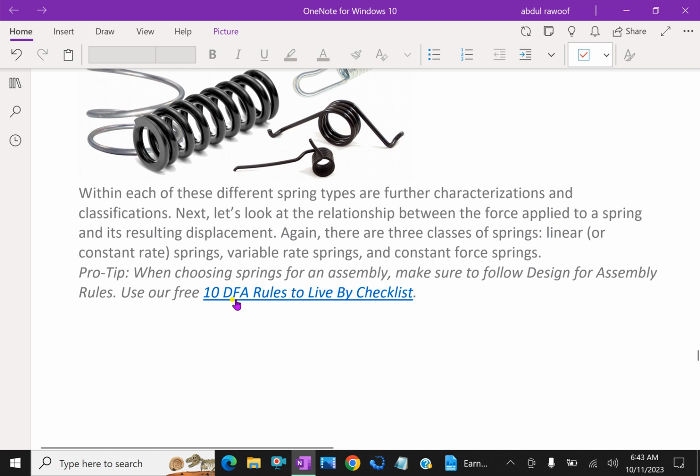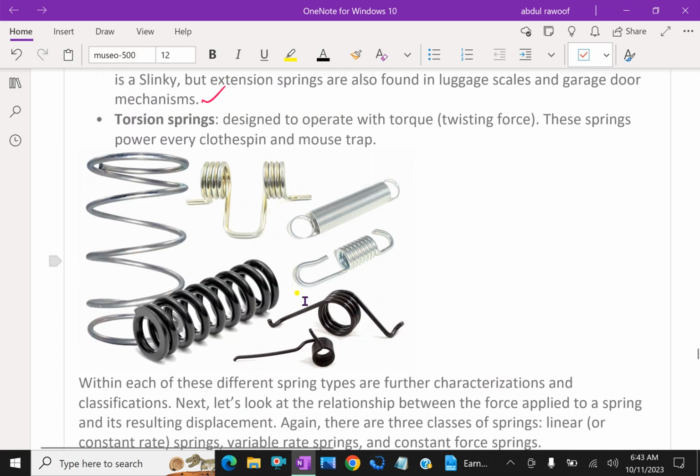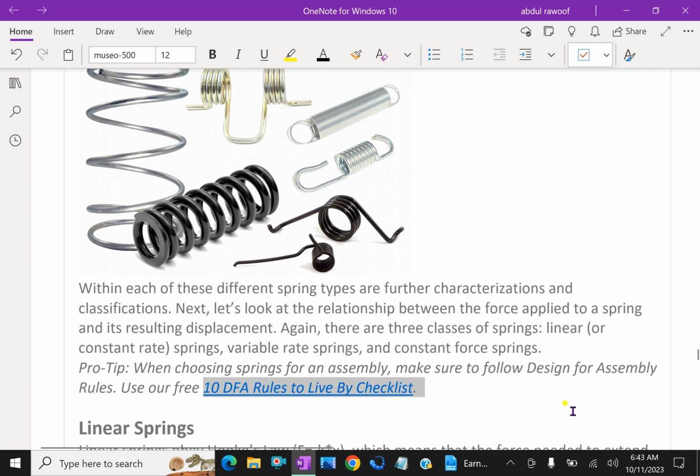Within each of these different spring types, there are further characterizations or classifications. Next, let us look at the relationship between the force applied to a spring and its resulting displacement. Again, there are three classes of springs: linear or constant rate springs, variable rate springs, and constant force springs.